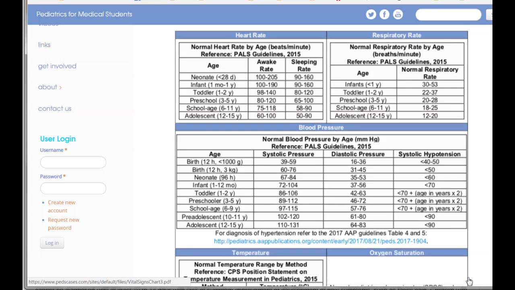Preschool-aged children aged 3 to 5 should be breathing 20 to 28 breaths per minute. School-aged children, which is 6 to 11 years old, should be breathing 18 to 25 breaths per minute.